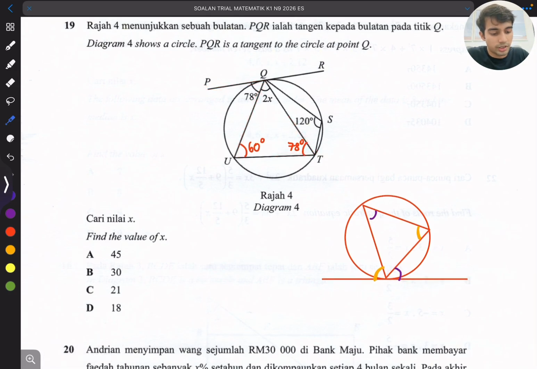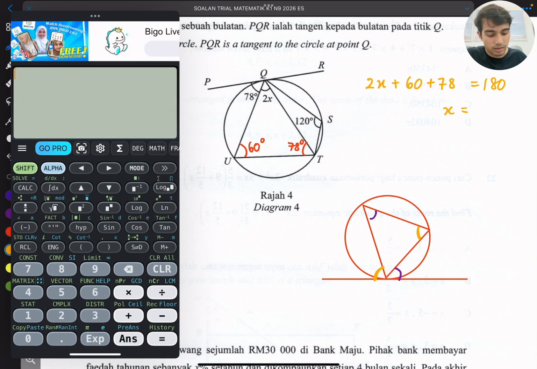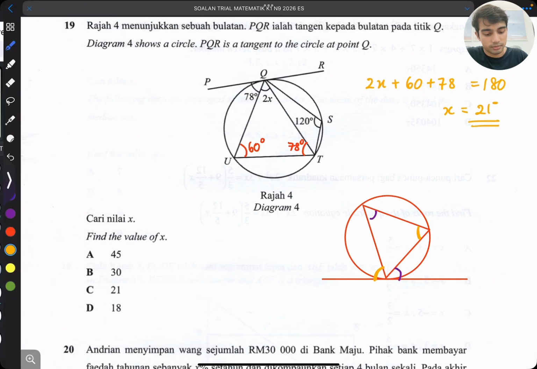Now we can solve for x already. We have all the angles in this triangle. The sum of all the angles in a triangle comes up to 180. So you can find x lah. 180 minus 60 minus 78, divided by 2. 21. C. Done.